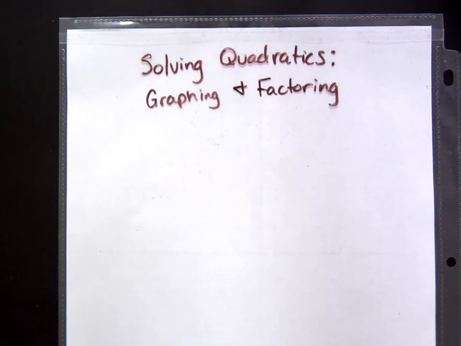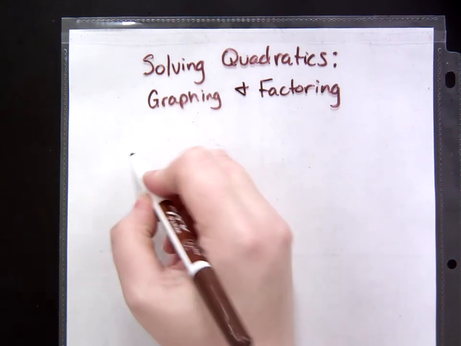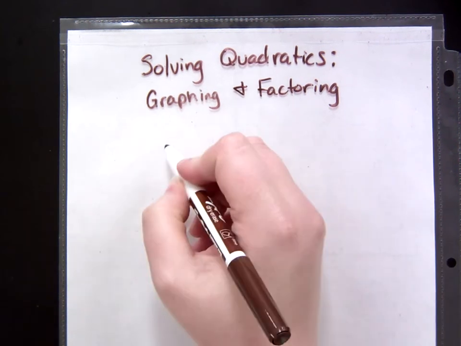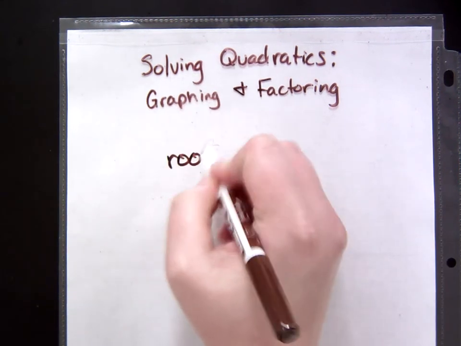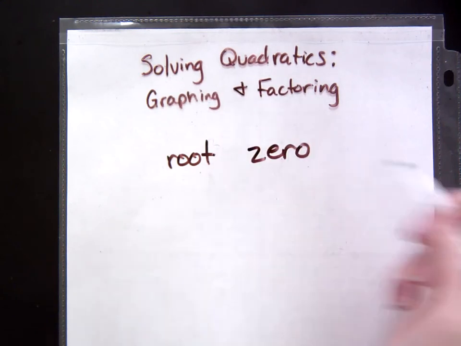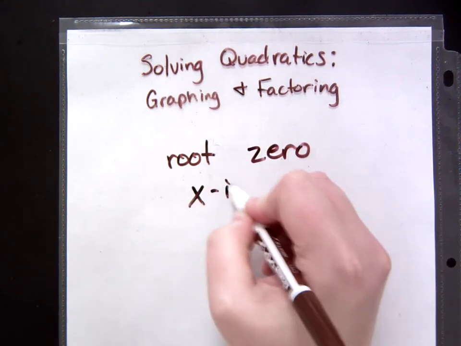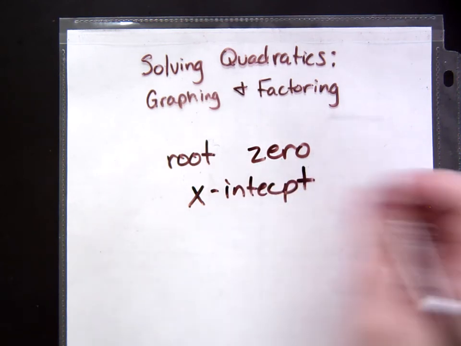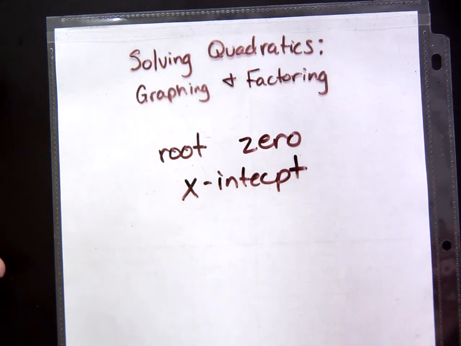In today's video, we're going to look at two ways of solving a quadratic. Now, first of all, a solution to a quadratic can be referred to as a root, a zero, or x-intercept. Now, there can be more than one.